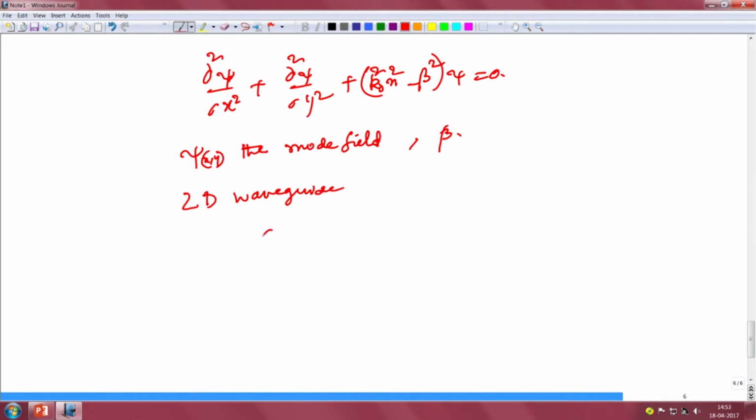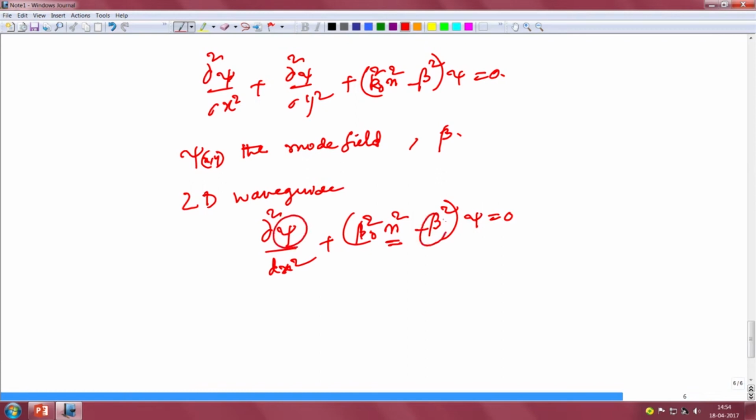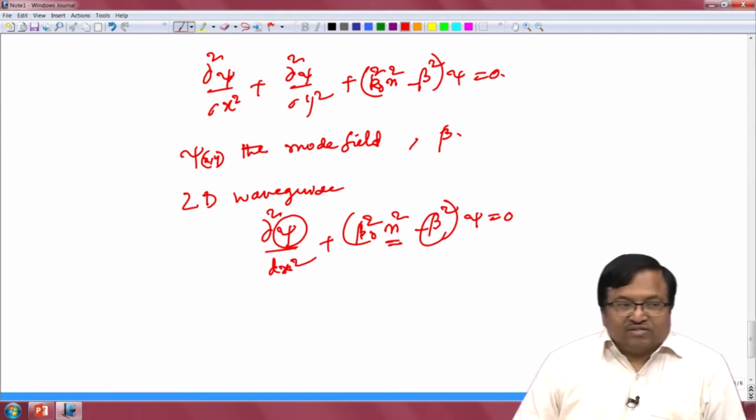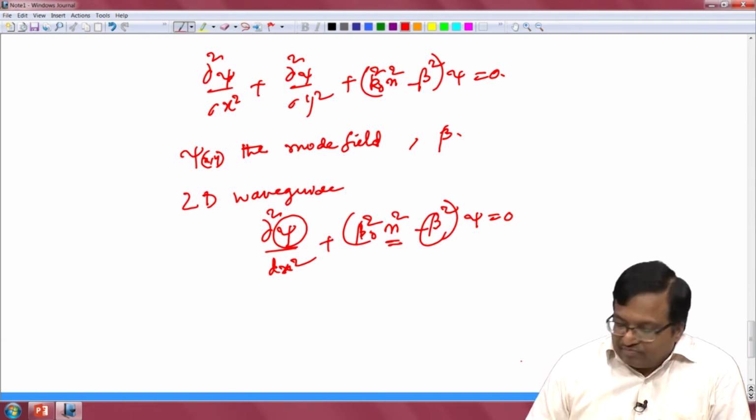Then for a 2D waveguide we can reduce this to d square psi by dx square plus k0 square n square minus beta square multiplied by psi equal to 0. Just to remind that n is the structural parameter which varies with x or y. So, the problem is to solve for the wave function as well as the propagation constant simultaneously. So, let us take an example and try to solve this for a typical example.